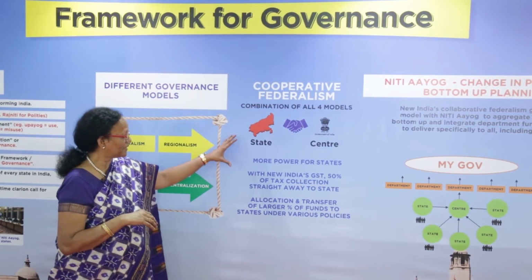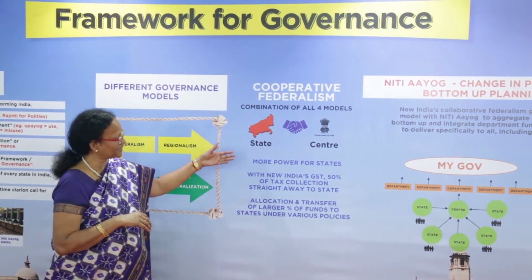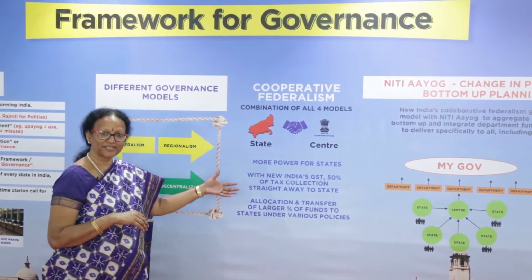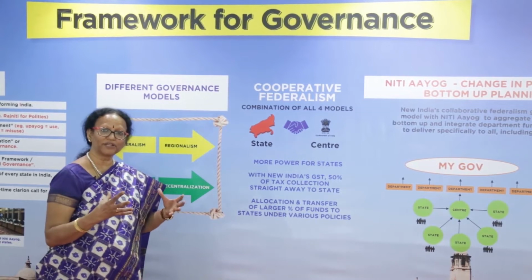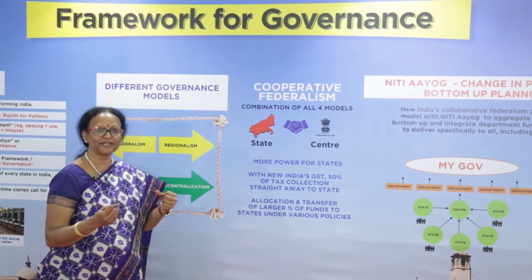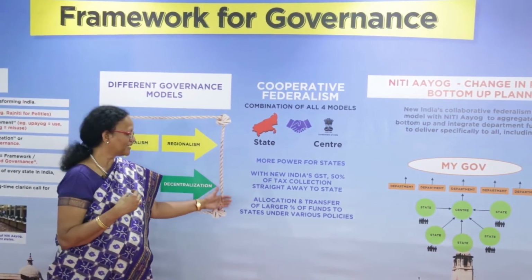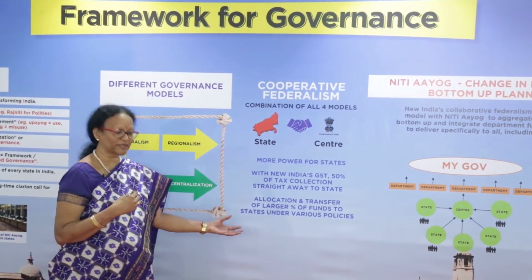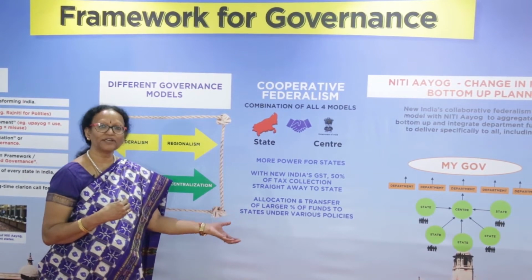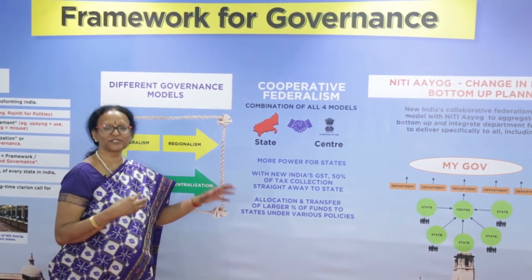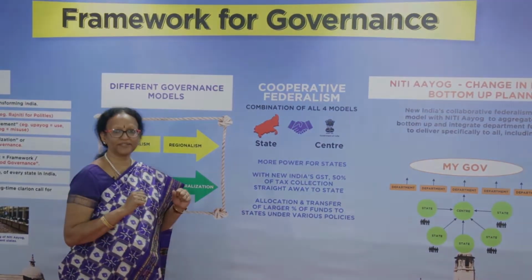And with this, what you find is that more power is given to the states. The government has come up with a new model, the GST model of taxing, whereby almost 50% straight away goes to the states, and there is more allocation done, because now the states know what they want and they ask and get those allocations. It's more relevant to what they need.